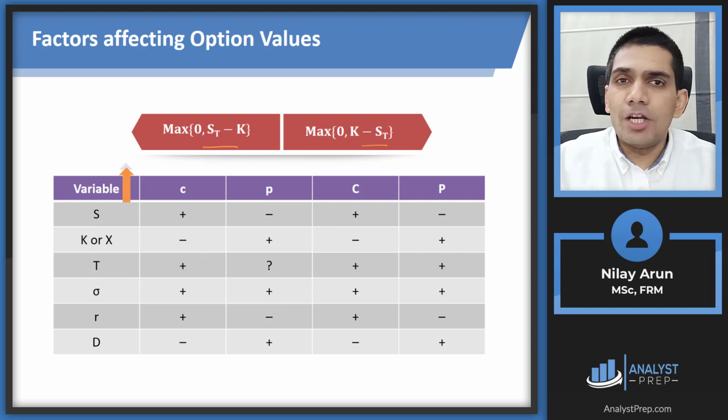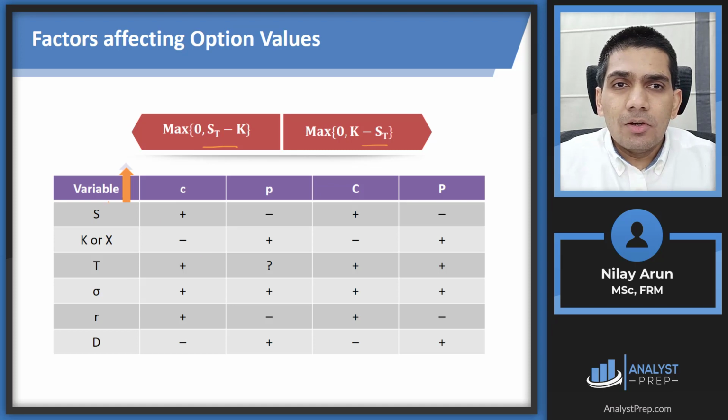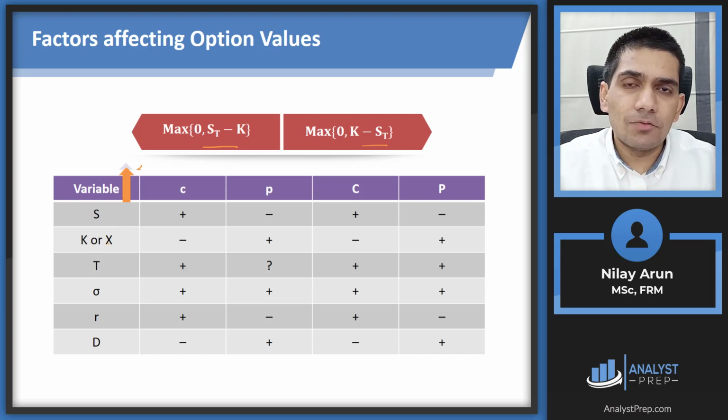Now, how are we going to interpret this table? On the left side, in the first column, you have all the variables that have been given, and you can see this mark. So the way we are going to look at this table is what will be the impact on the call values and the put values when these variables increase. So we're looking at the impact of the increase in these factors.